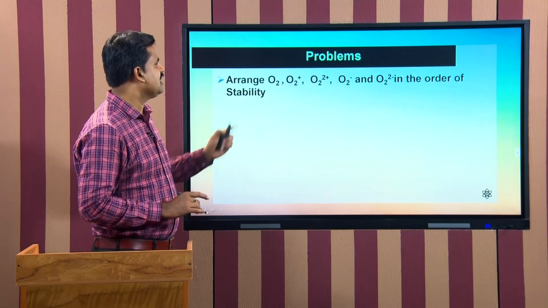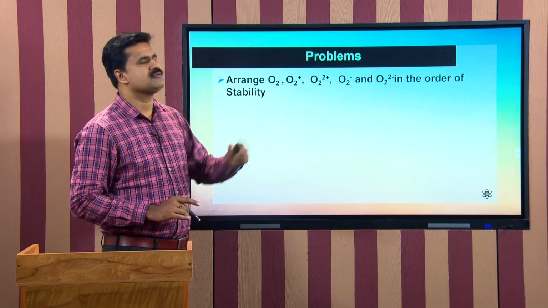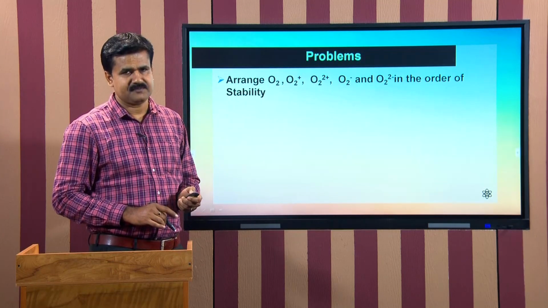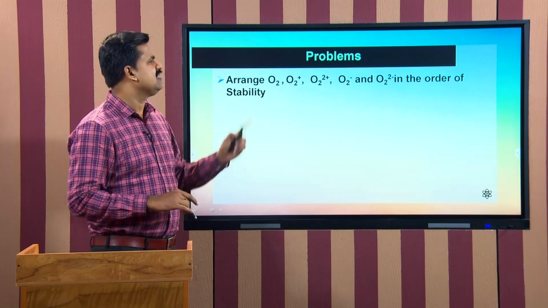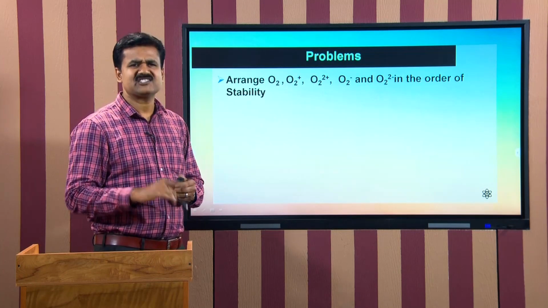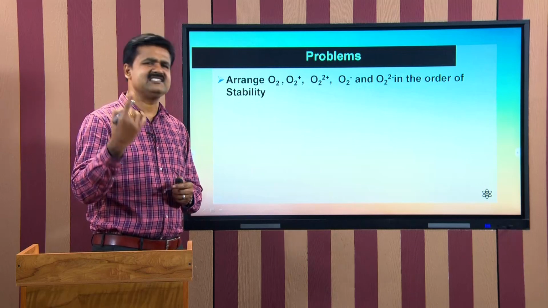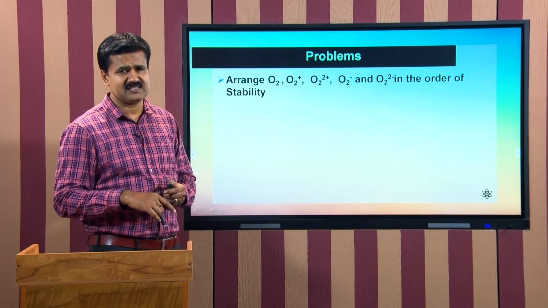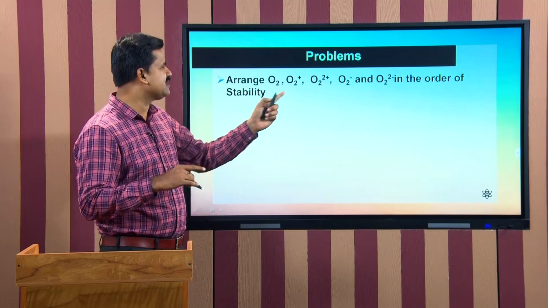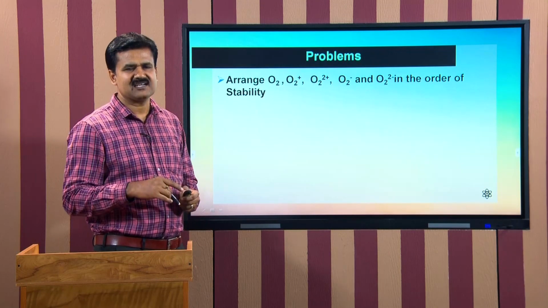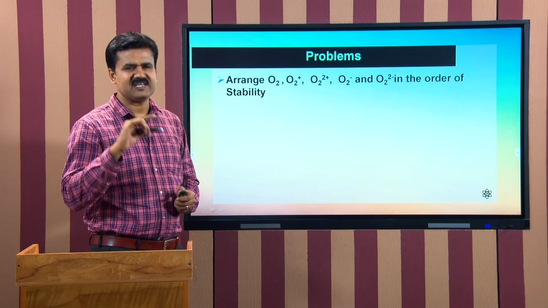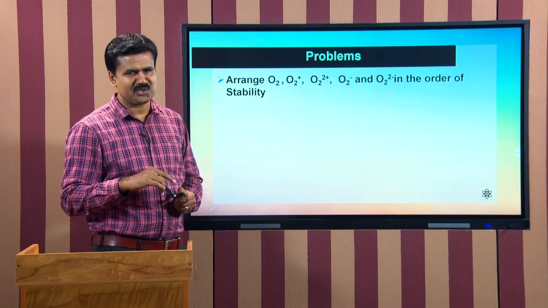Now the last problem: arrange these 5 species in increasing order of stability. In order to solve this, we first write down the MO configuration and evaluate the bond order. We can arrange these species in increasing order of bond order. The higher the bond order, the higher the stability. To solve these problems easily, I will give you a chart that illustrates the relation between the number of electrons and the bond order.